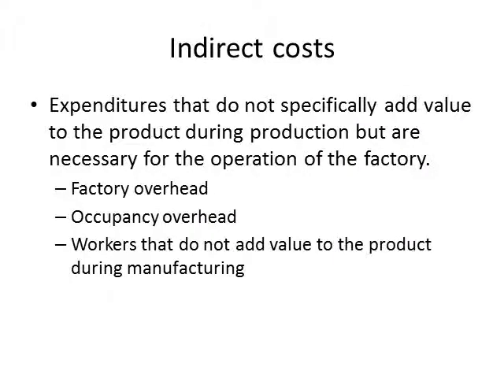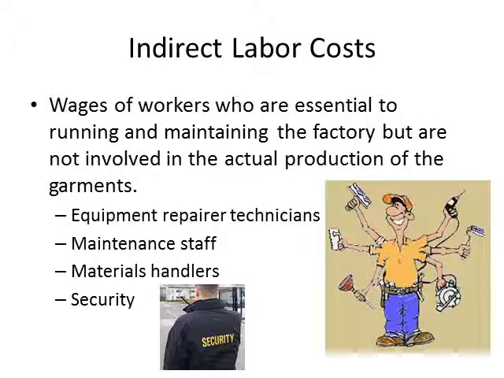Indirect costs are expenditures that do not specifically add value to the product during production, but are necessary for the operation of the factory. So that's factory overhead, like rent, occupancy overhead, and workers that do not add value to the product during manufacturing, but contribute to the operation of the factory. So like janitorial staff, security, all of those. Here's some examples of the indirect labor costs. Wages of workers who are essential to running and maintaining the factory, but are not involved in the production of the garment. So equipment repair technicians, maintenance staff, material handlers, and security.